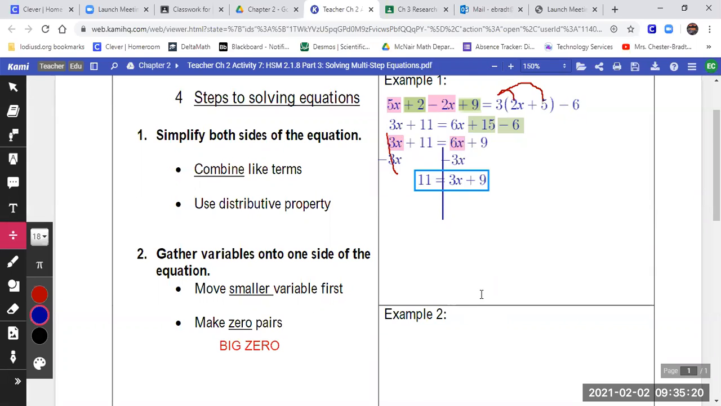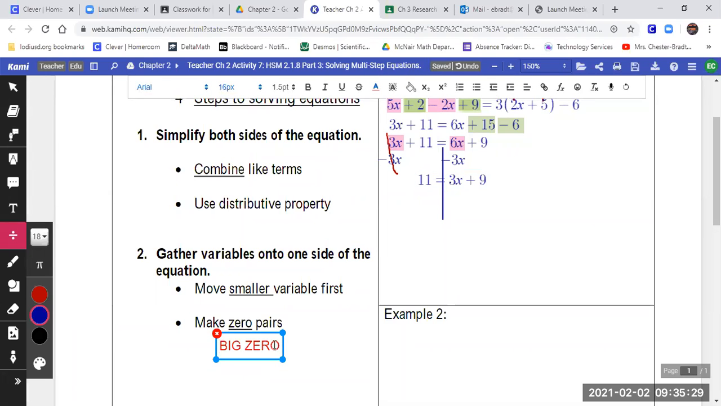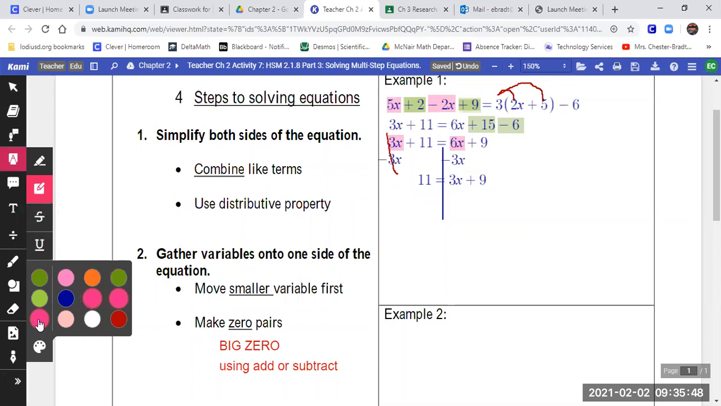All right, so now what do I do? I have to make another big 0, right? Using add or subtract. That reminds us how we get our big 0. So I have another big 0 I'm going to have to make, but it's not with the letters this time. It's with the numbers. I have to figure out how to big 0 this positive 9 over to the positive 11.